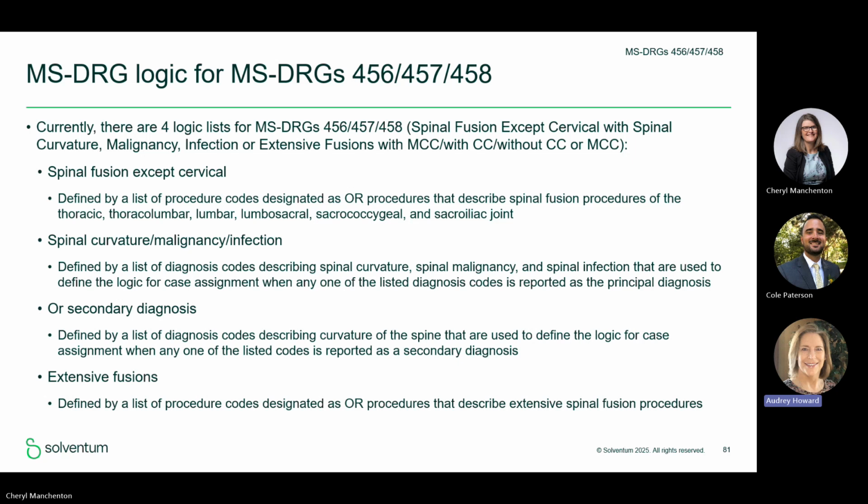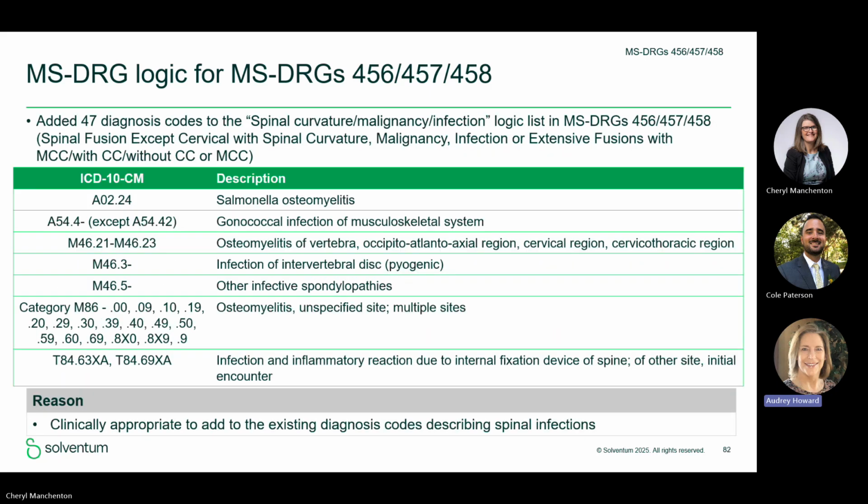Now, there are several different ways of qualifying here, and each one is specifically defined as to what it is. So this one, once again, is just showing the 4 different logic lists that are available for these MS-DRGs. So with that in mind, going on to the next slide, you'll see that to one of those logic lists, they added 47 diagnosis codes to the spinal curvature, malignancy, and infection logic list for MS-DRGs 456 through 458.